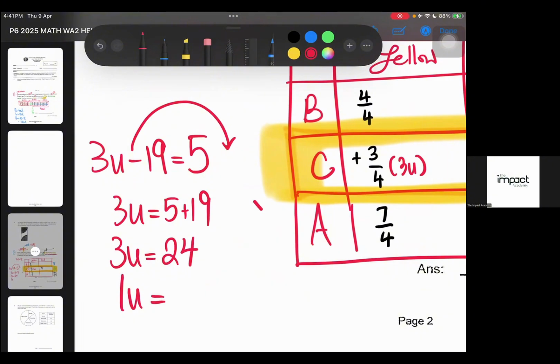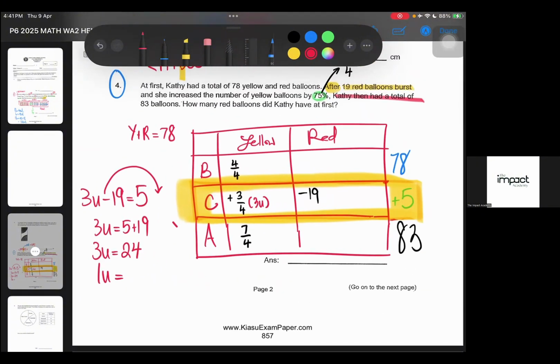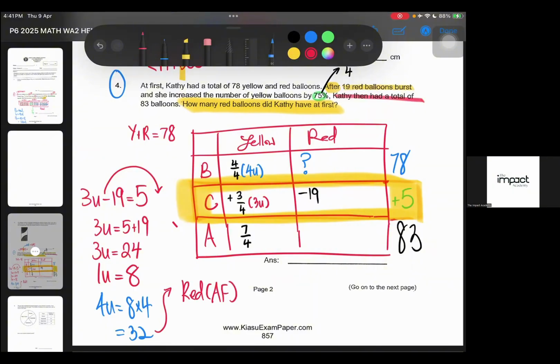So 1 unit in this situation is how much? Very good. 1 unit is 8. What did the question want us to find? How many red balloons did Katie have at first? You understand what I'm trying to say? So in this situation, to find red at first, I'll just have to put a question mark here. I will first find my 4 unit. So what's 4 unit? 4 unit is 8 times 4, which is equals to 32. So my job is to find red at first. In this situation, this is basically 78 minus away 32. You get to an answer of 46. And that's your answer for this question.